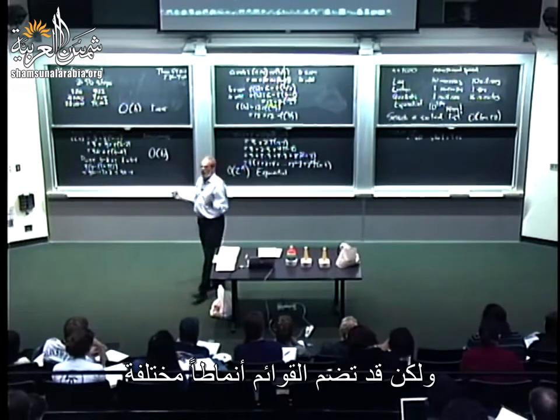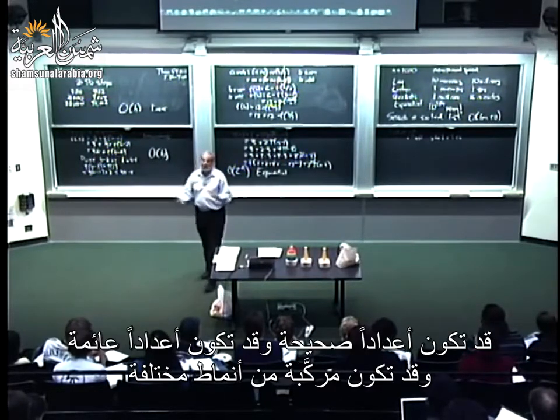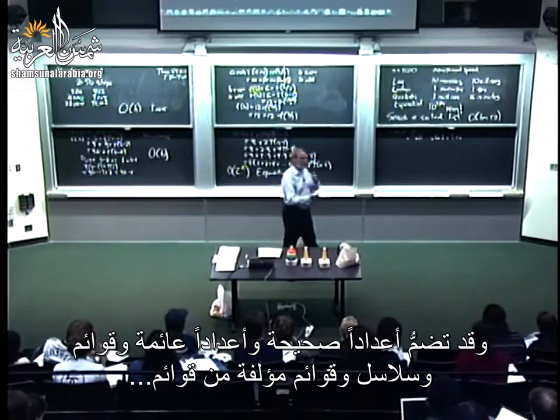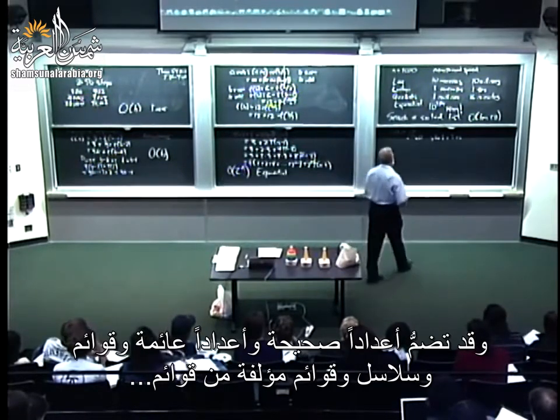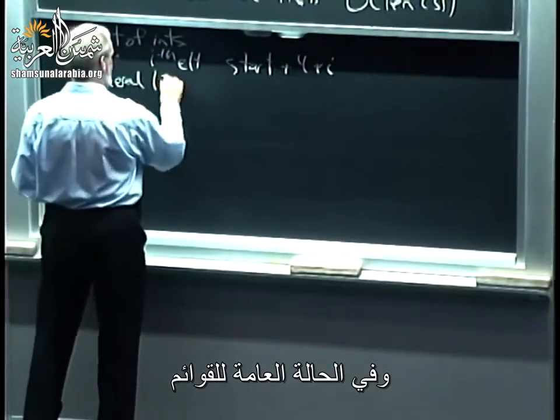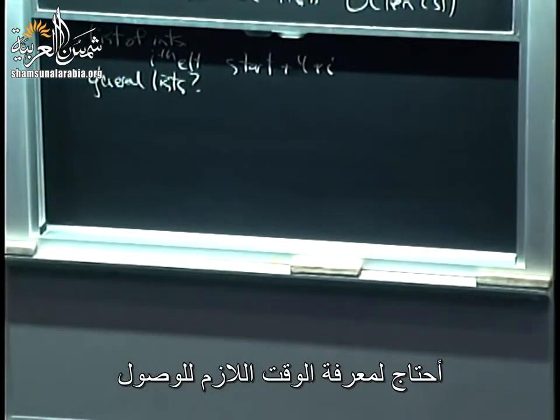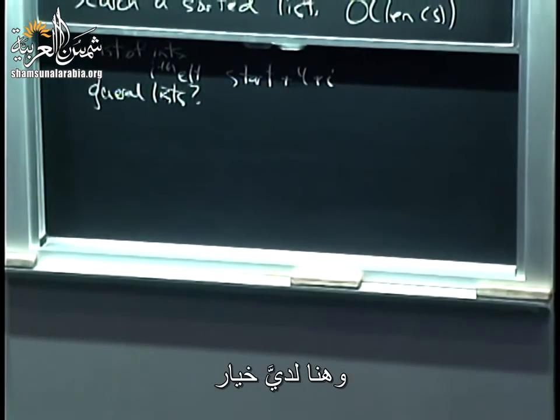But we know lists can be composed of anything. Could be ints, could be floats, it could be a combination of things. Some ints, some floats, some lists, some strings, some lists of lists, whatever. And in that case, for general lists, I need to figure out what's the access time. And here I've got a choice.